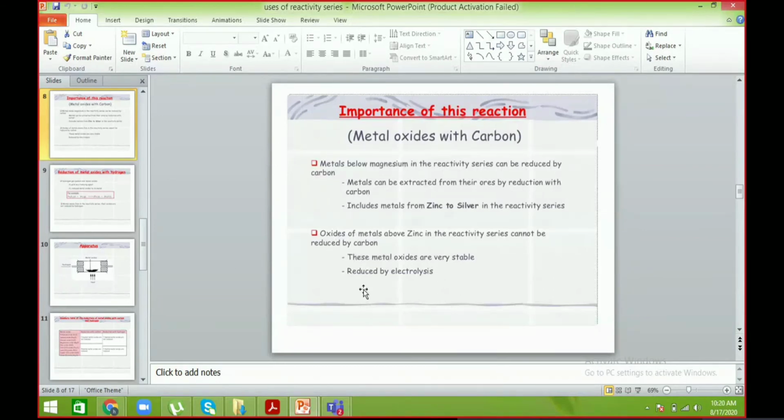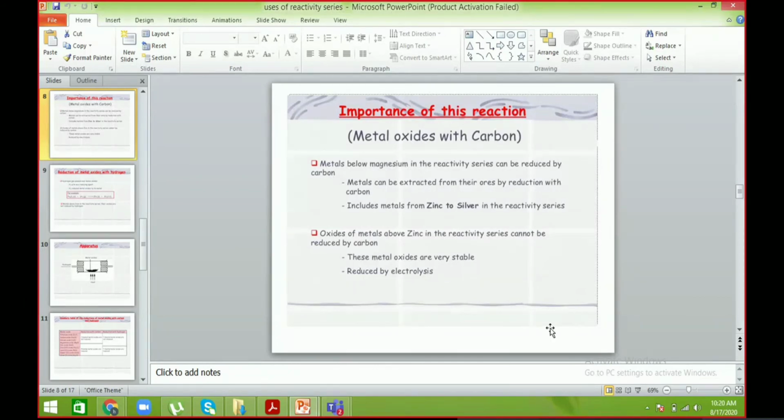So if you are given a mixture of copper oxide and zinc oxide, then zinc oxide cannot be reduced by heating it with carbon, but copper oxide can be reduced, as we have seen in the reaction. The importance of this reaction is that oxides of metals above zinc in the reactivity series cannot be reduced by carbon because they are very reactive. Their oxides, the compounds, are very, very stable. So these metal oxides are very stable and they are reduced by electrolysis. So these are the applications of this reaction.